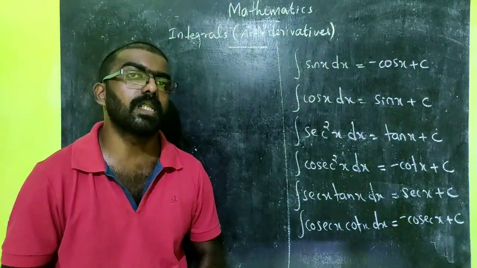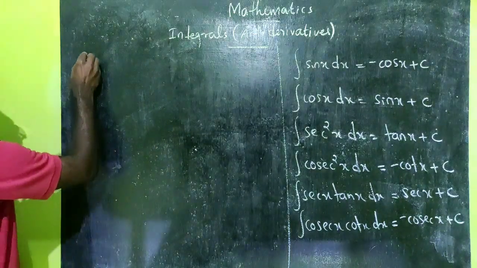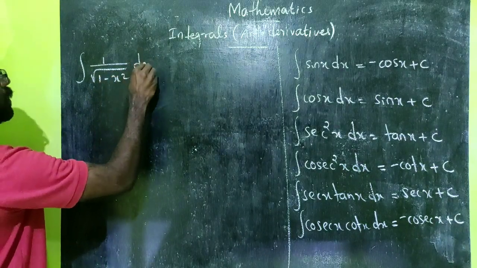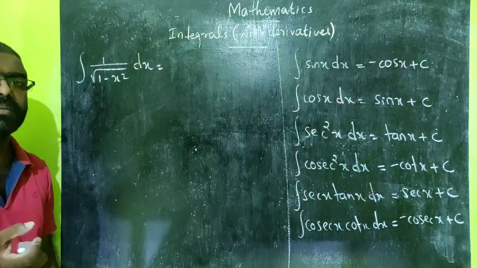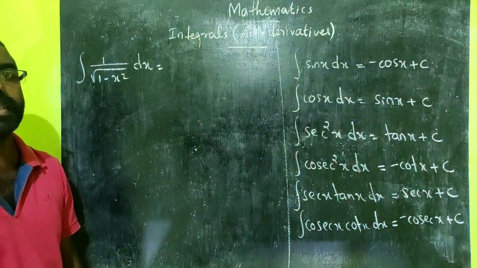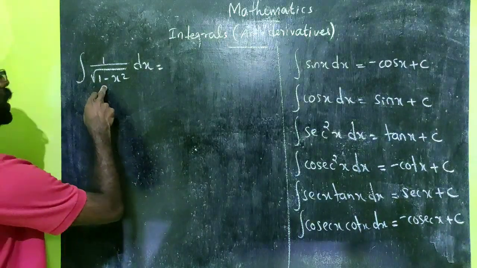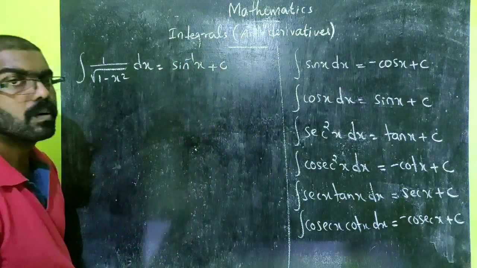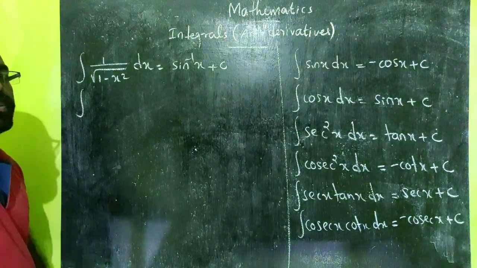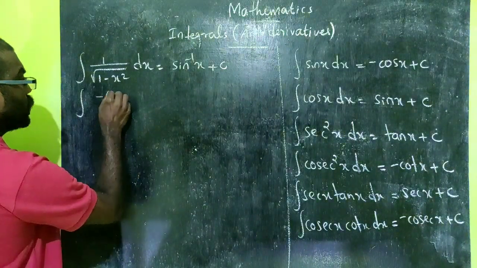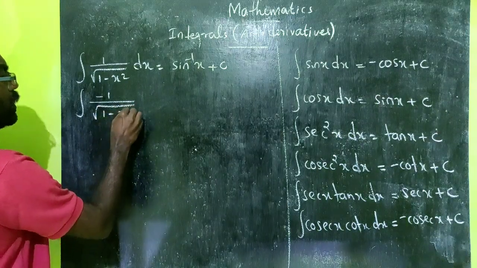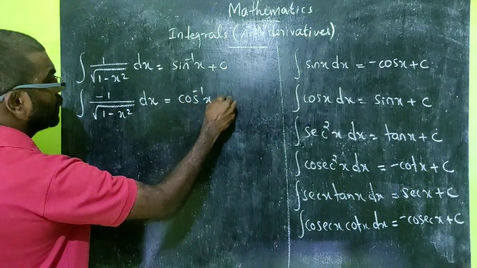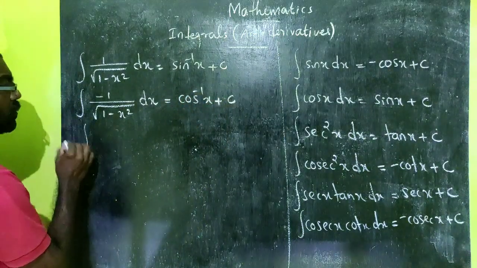Next are some formulas related to inverse trigonometric functions. Integral 1 by root of 1 minus x square dx. We know the derivative of sin inverse x is 1 by root of 1 minus x square. So the integral of 1 by root 1 minus x square dx equal to sin inverse x plus c. Then what is the derivative of cos inverse x? It is nothing but minus 1 by root of 1 minus x square. So integral of minus 1 by root of 1 minus x square dx is equal to cos inverse x plus c. Similarly, we can write all the other formulas.